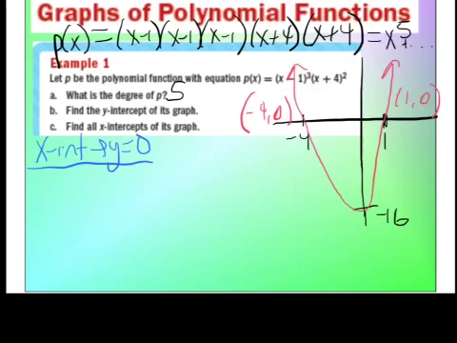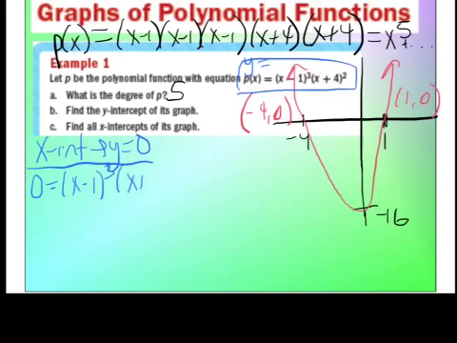All you do is set y equal to 0. Now when you look at this function notation, you don't see a y. Well, this is just y here. P of x is equal to y. So what you can do is set the whole function equal to 0 and solve. Now the nice thing about this equation is that it's already factored for us, and you can use that zero factor property. What you can do is take each factor and set it equal to 0 and solve.